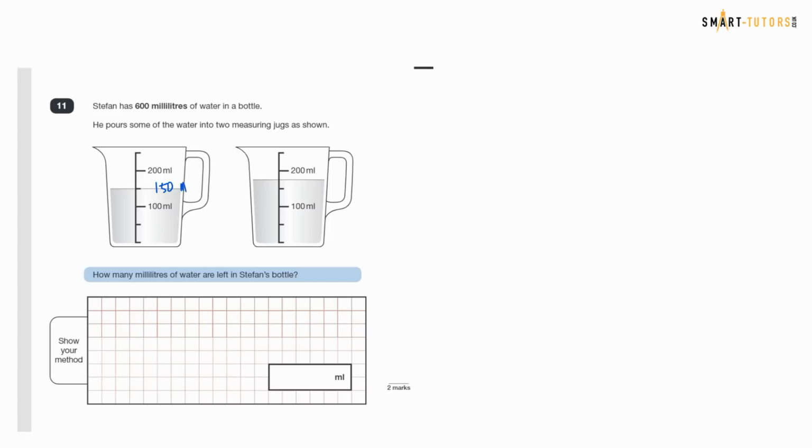But if you look at jug number 2, it's even higher than 150 milliliters, and it's half of 50, so it should be 175 milliliters. So you have to do 150 plus 175, which gives you 325. So you need to do 600 minus 325, which gives you 275 milliliters. Correct answer. That is the answer for question number 11.